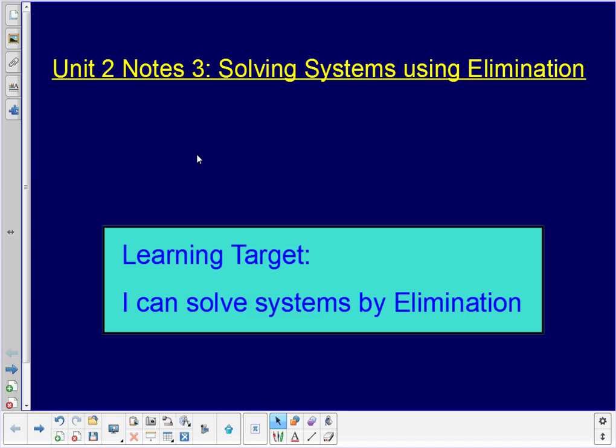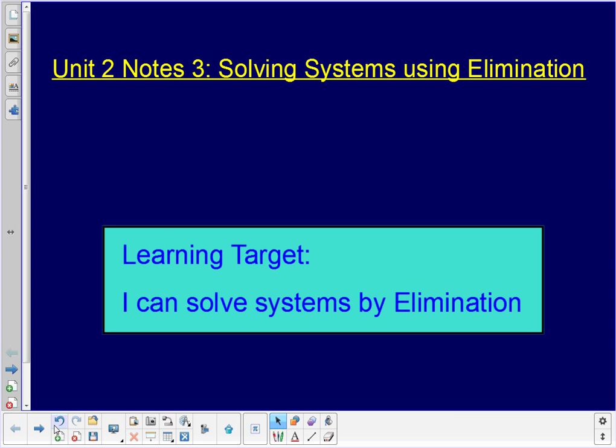Now we have a couple of different methods of solving systems of equations, and one we've already talked about, which is graphing. We did that in Notes 1 and Notes 2. Today we're going to talk about using elimination. I'm going to split this video into a couple of different parts, so just be aware of that.